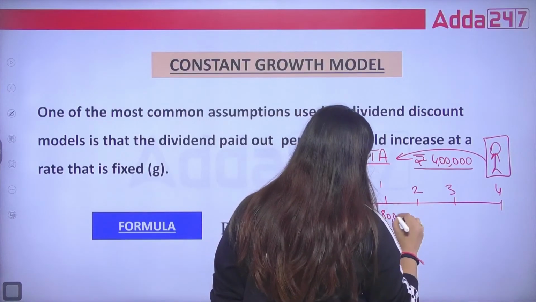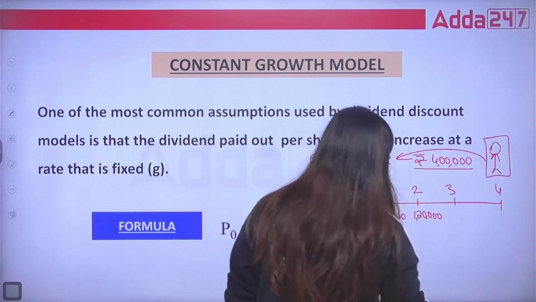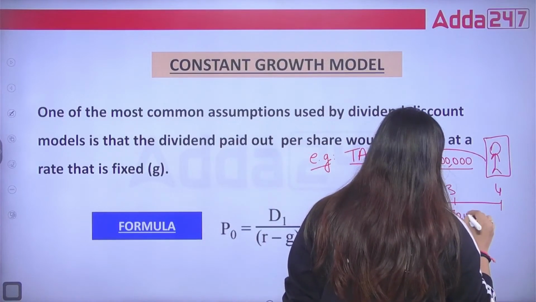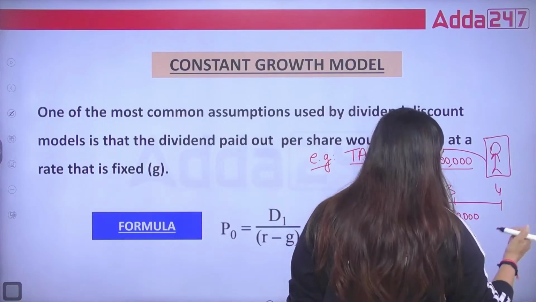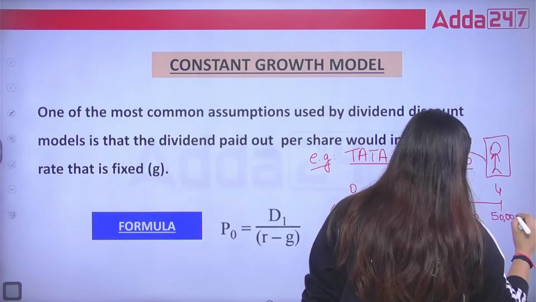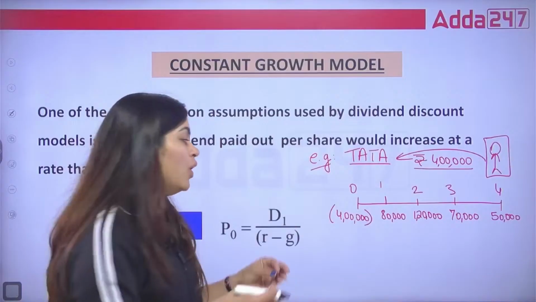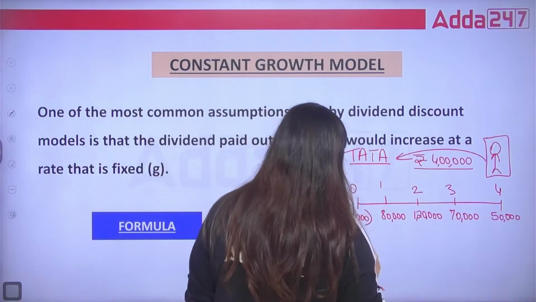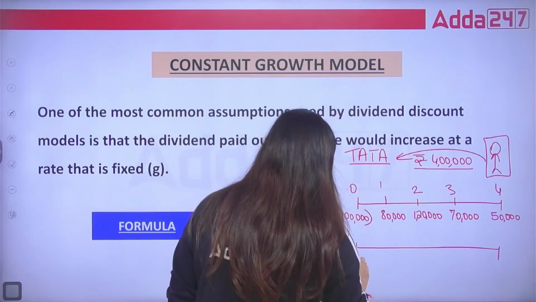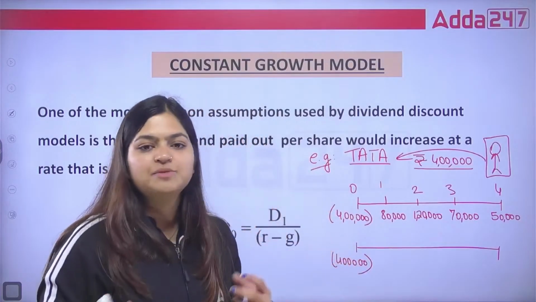Suppose in your first year it is 80,000. Then in the second year, 1,20,000. Then in the third year, suppose you generate 70,000. And finally, in the fourth year, suppose you generate 50,000. Correct? This is one way this Tata company can say it. Or the Tata company can say that every year, if you invest 4 lakhs today, this much dividend we are going to provide.